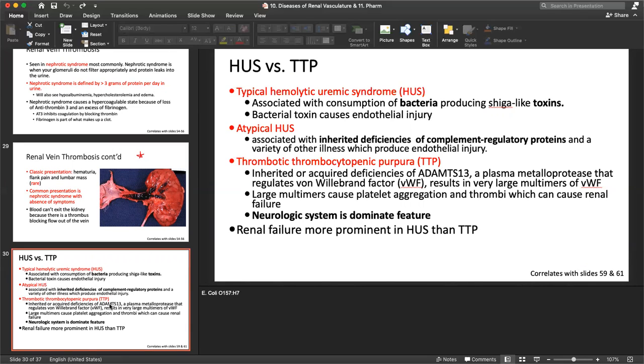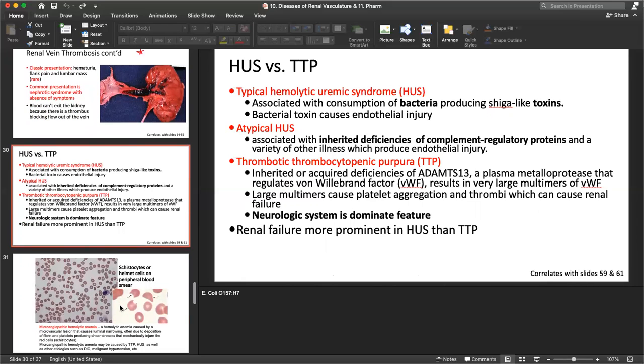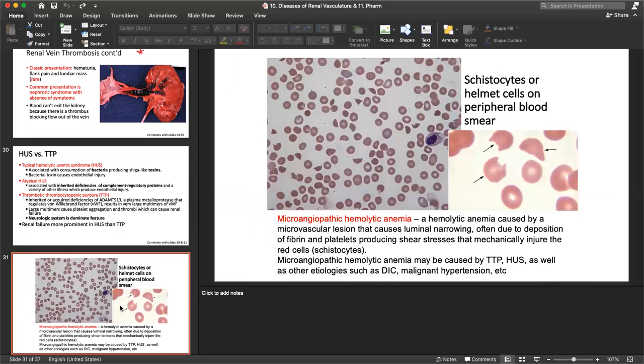TTP is going to be that inherited or acquired deficiency of ADAMTS13, which is the plasma metalloprotease that regulates von Willebrand factor. It causes platelet aggregation and thrombi. And so the neurologic problems are going to be the dominant feature. Renal failure is usually more common in HUS than TTP. And remember, in TTP they've got the purpura as well. Okay, schistocytes, or the helmet cells, if we look at them here, they are common in a blood smear of somebody with microangiopathic hemolytic anemia.